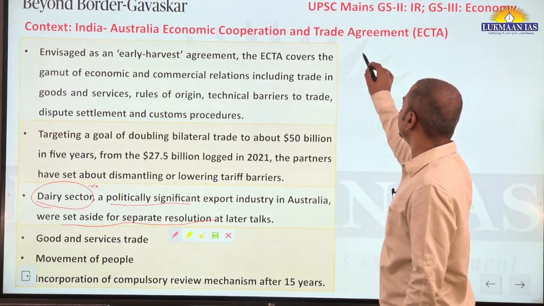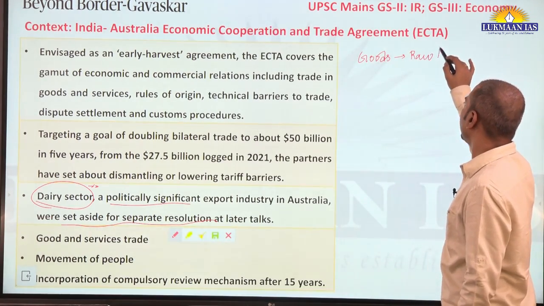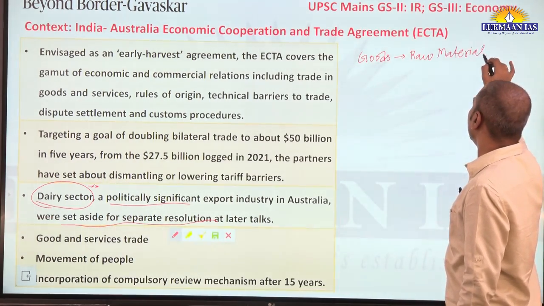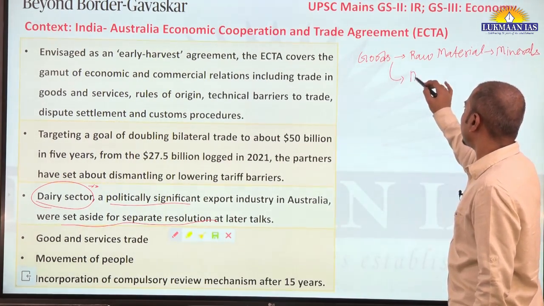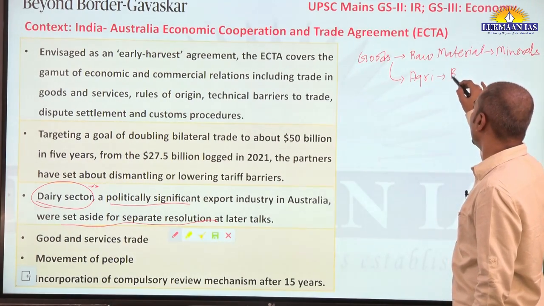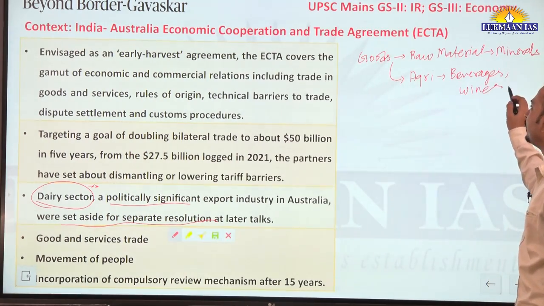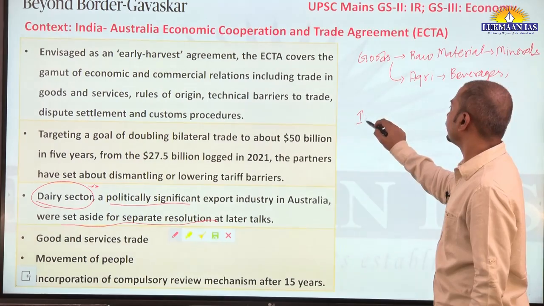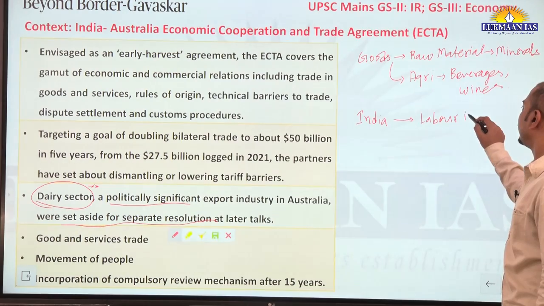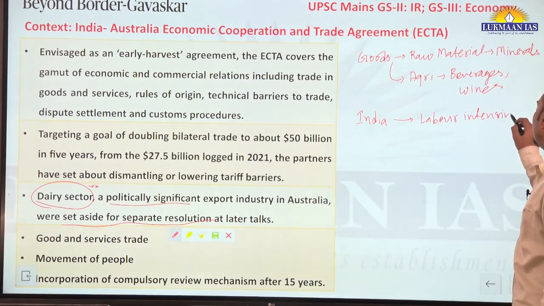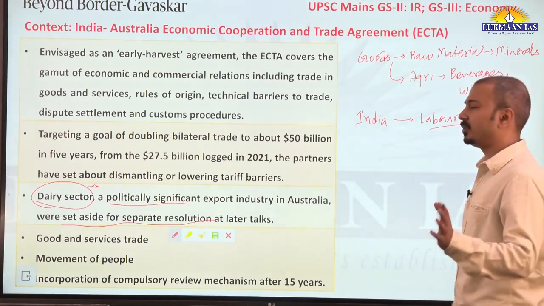In terms of goods and services, if we are talking about goods, Australia's exports, especially raw materials such as minerals, will get preference. Talking about agriculture commodities, alcoholic beverages, wine, this industry is going to get a boost. Talking about India, India's exports, especially labor-intensive ones like textile, leather, okay, so cotton, textile, leather, all these industries will receive some boost here for export.